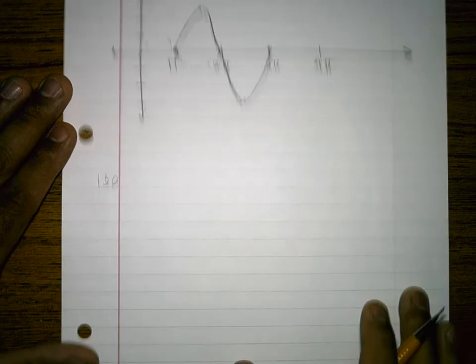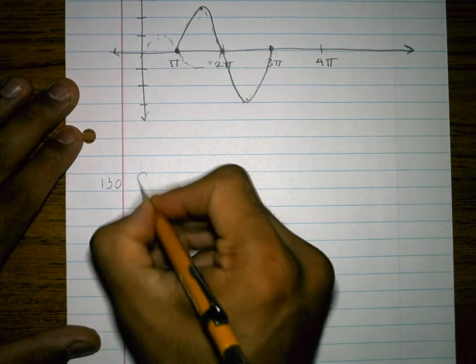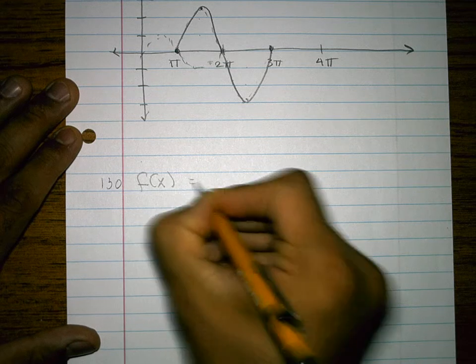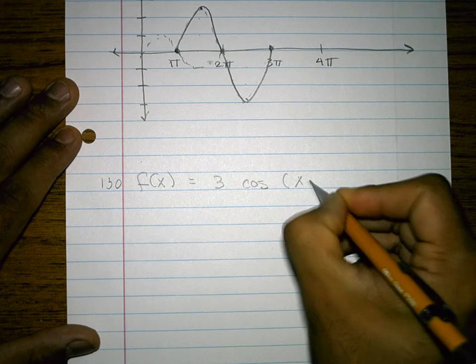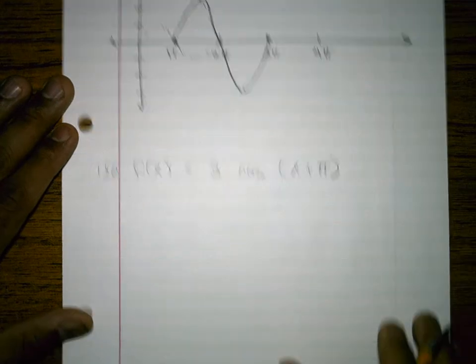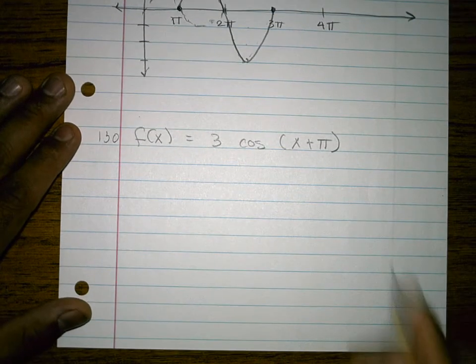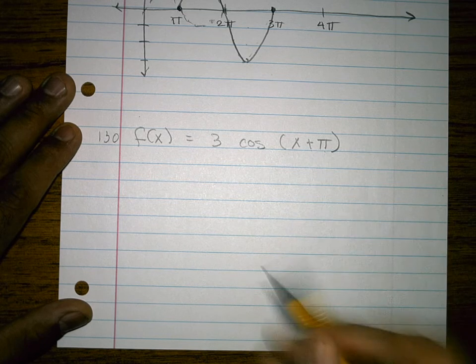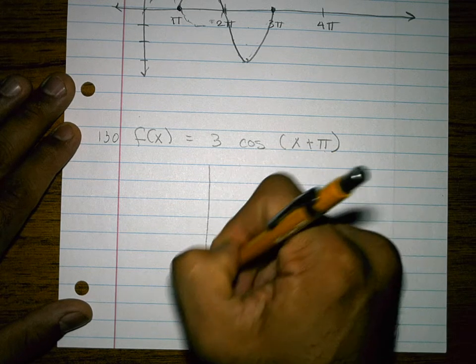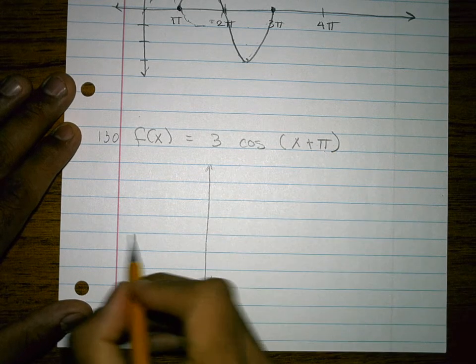One more for this video. F of x equals 3 cosine x plus pi. So this gives me another horizontal phase shift here. I'm going to scoot my axis over because that's a plus, so I'm going to move to the left.